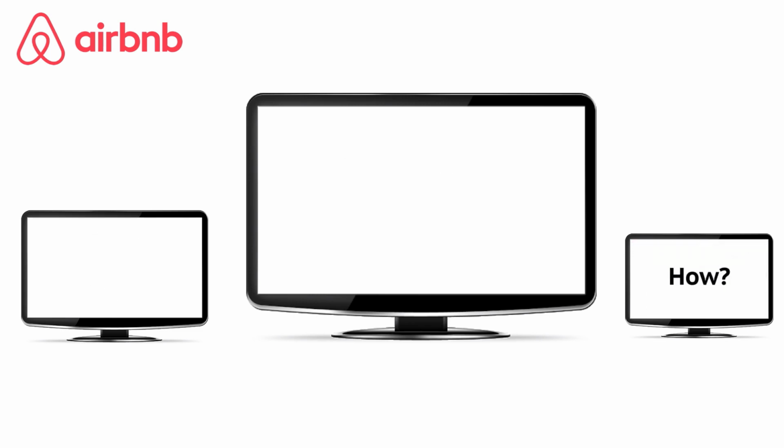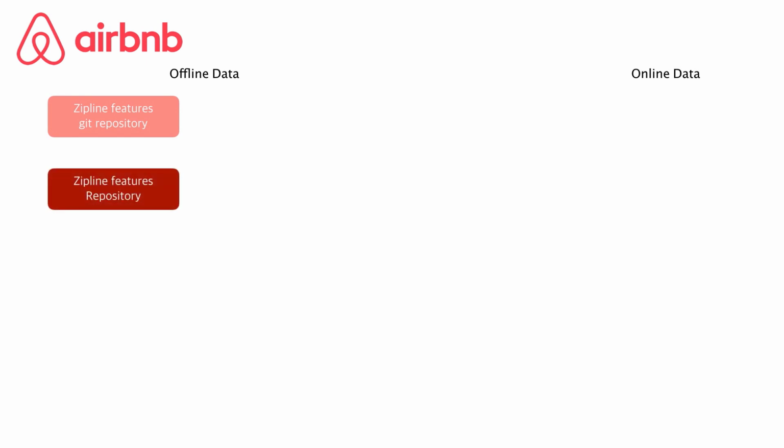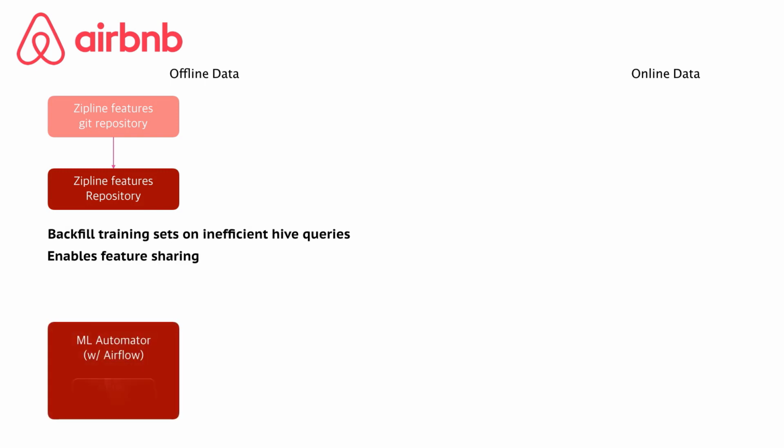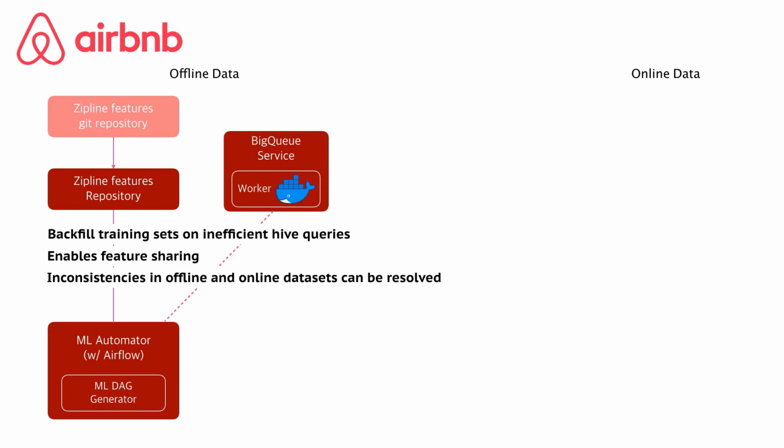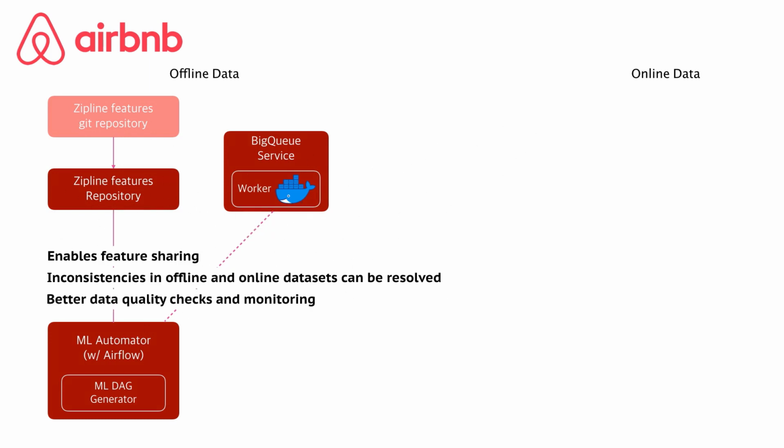How? Zipline. It is a machine learning data management framework. This is the framework that helps define features, especially window width and height, which was complicated and error-prone. It also helps backfill training sets on inefficient Hive queries and enables feature sharing. Using this framework, inconsistencies in offline and online datasets can also be resolved. Deploying it also resulted in machine learning data pipelines having better data quality checks and monitoring.